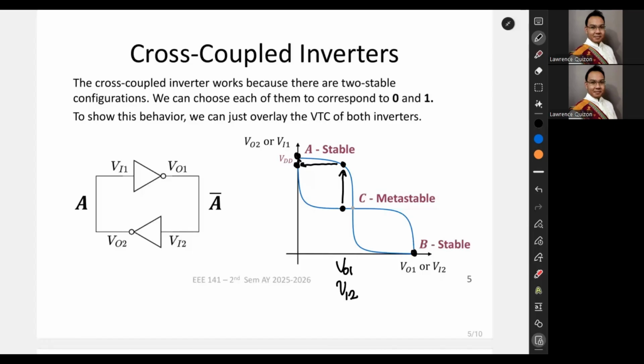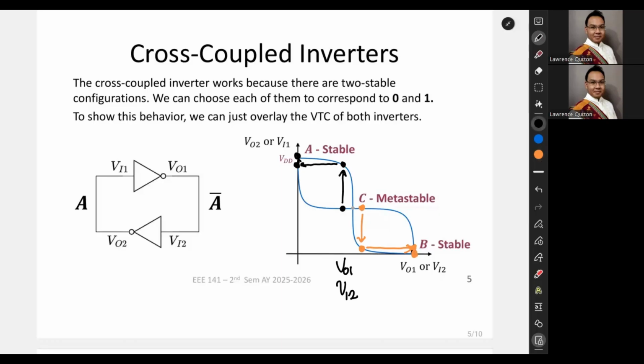Now, let's say another case, we start here. So this is the input of 2. So then, the VTC of 2 will be here. So then the output of 2 is now here, which is the input of 1, which puts us here, and then eventually puts us at point B. Note, they all kind of are attracted to A or B, not C.